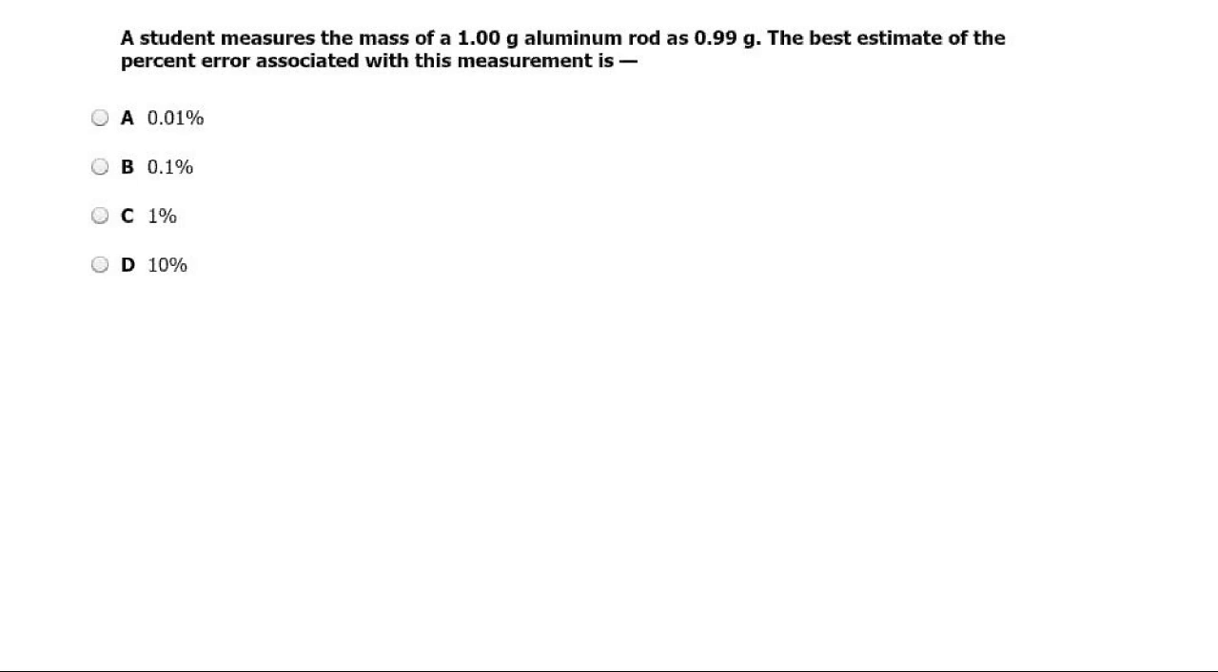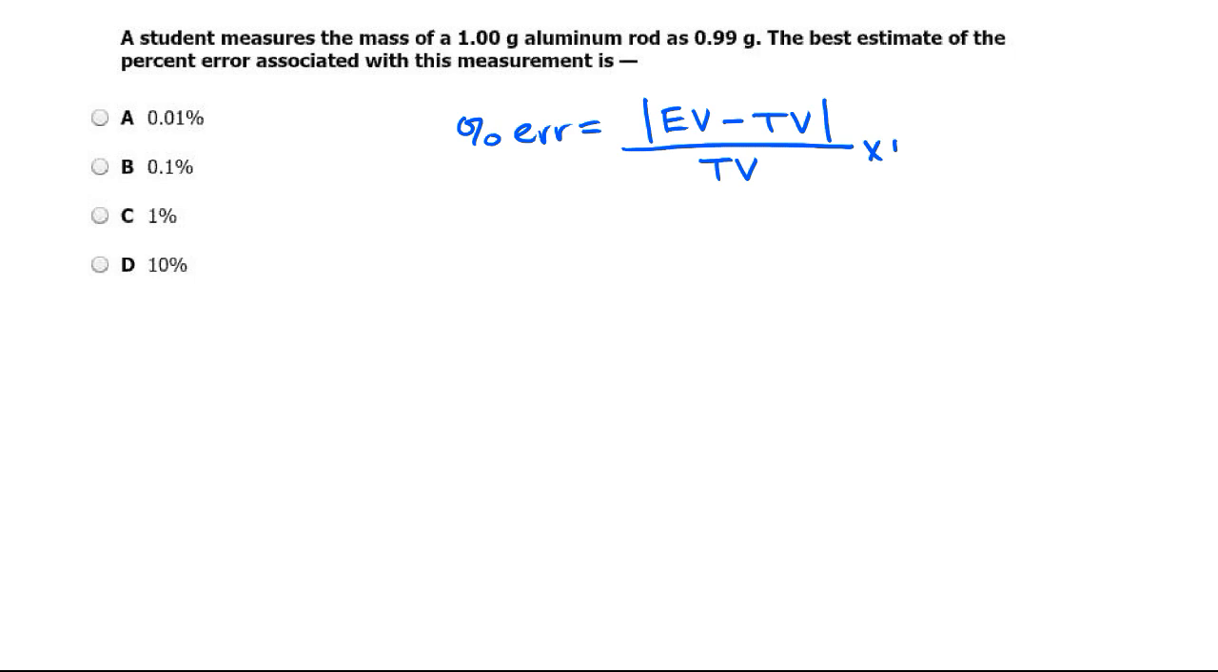This is a percent error question, so as a quick review before you even talk about the question in particular, percent error is equal to the absolute difference between the experimental value and the true value, all divided by the true value times 100%, or times 100 to get a percent.